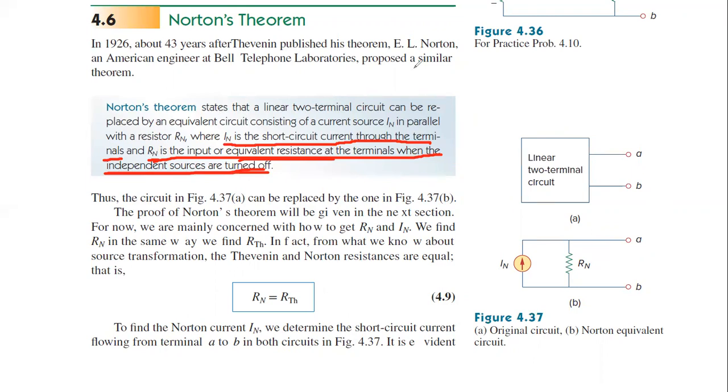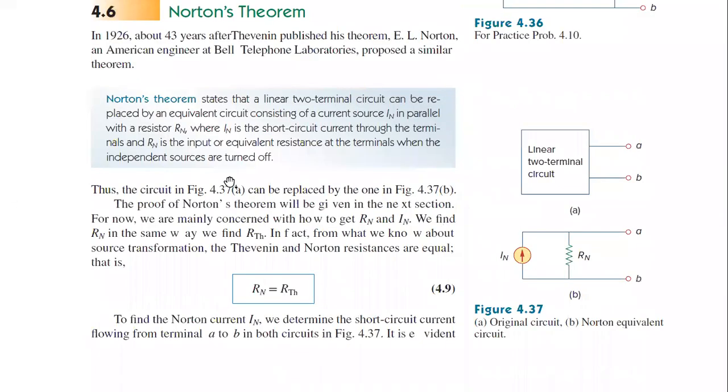So here, the proof of Norton's theorem will be given in the next section. For now, we are mainly concentrating on how to get Rn and In. Please observe the procedure to get the Rn and the In. We can find the Rn in the same way as RTH. As I said, Rn is nothing but RTH. As you know how to solve the RTH, simply replace the independent sources with their internal resistance.